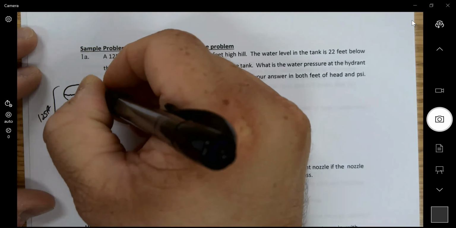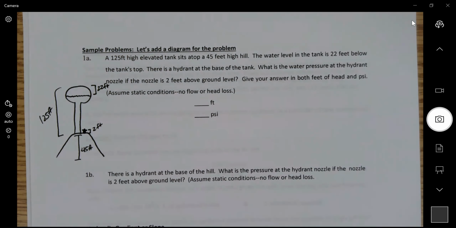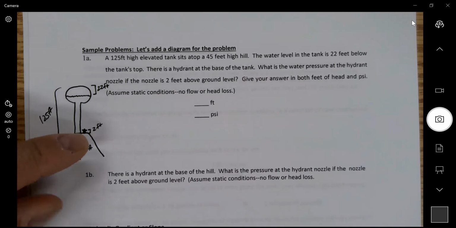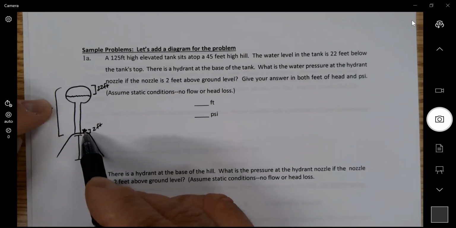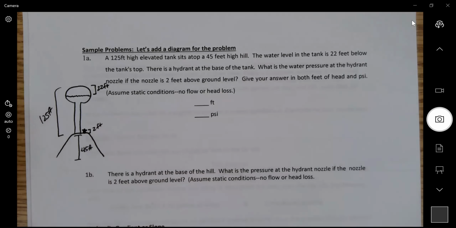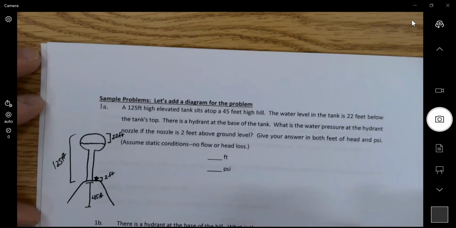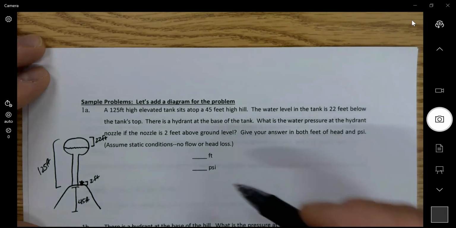This 22 feet. Would you all agree, after you read the question, that's what it says: the 125-foot tank on a 45-foot hill. The water level is 22 feet below the top. And at the base of the tank, there's a hydrant with a nozzle that's 2 feet above the ground. And it wants to know what is the pressure right here at that nozzle, okay? So, first off, I want to talk about something. I want to show you a thing, and we'll go from there, right?